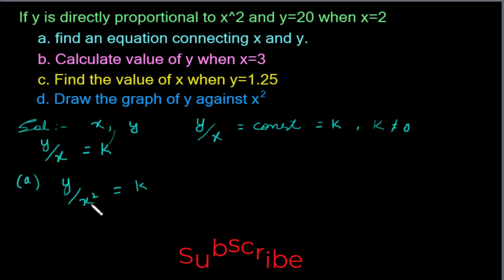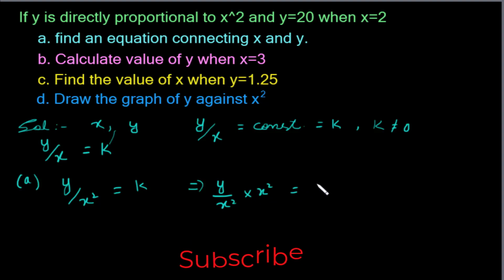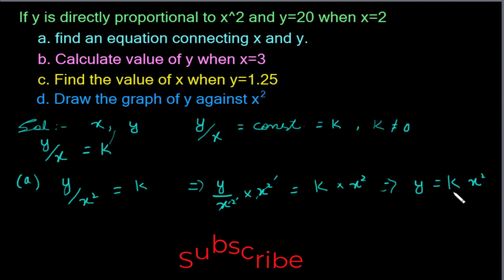I can write this by multiplying both sides of this equation by x squared. So y divided by x squared multiplied by x squared, and this side will also be multiplied with x squared. Now this will cancel, so all I will come up with is y is equal to k times x squared. Okay, so we know that this k is the constant of proportionality.